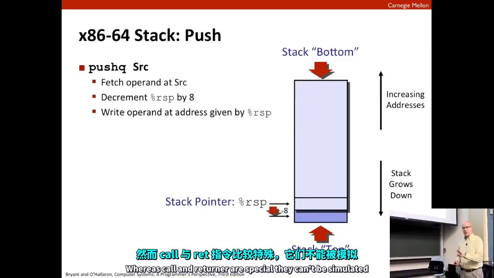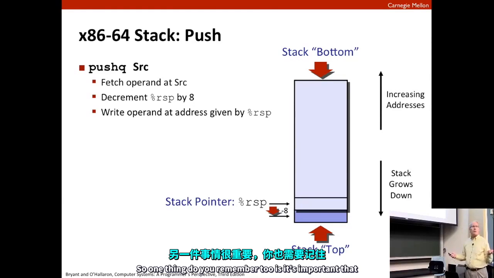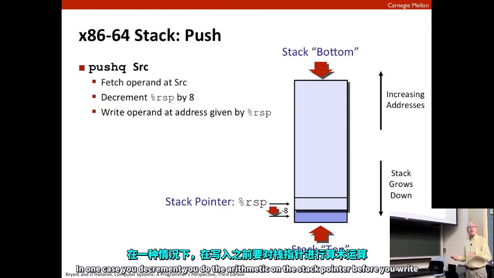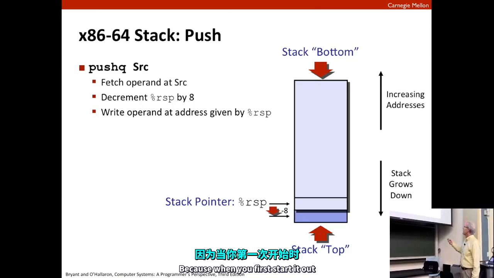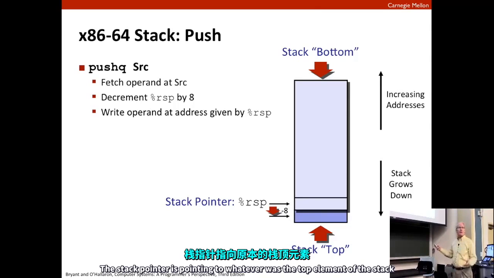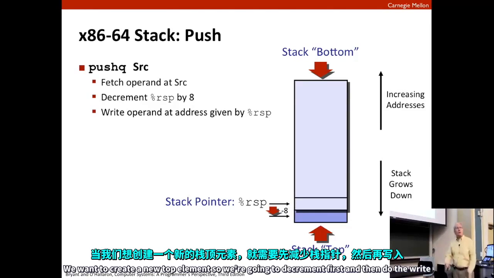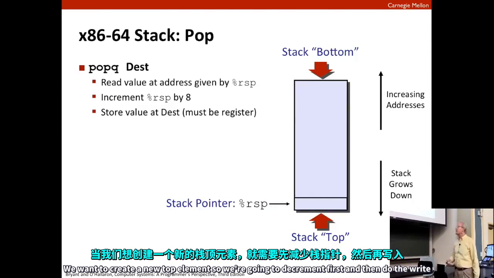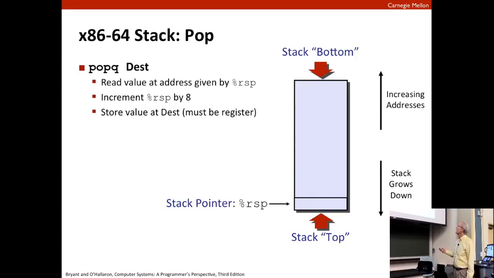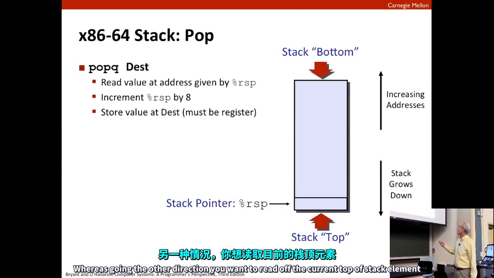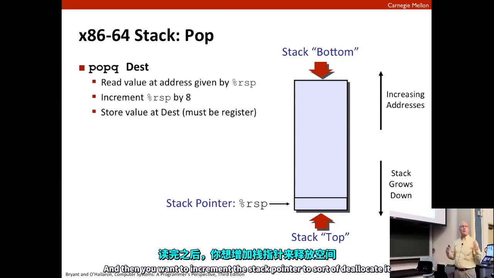Whereas call and return are special. They can't be simulated. One thing to remember, too, is it's important that in one case you decrement, you do the arithmetic on the stack pointer before you write, because when you first started out, the stack pointer was pointing to whatever was the top element of the stack. We want to create a new top element, so we're going to decrement first and then do the write. Whereas going the other direction, you want to read off the current top of stack element, and then you want to increment the stack pointer to deallocate it.